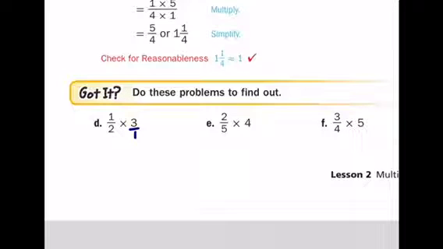All right, let's see how you did. You only did D, right? So I have 3 over 1, and I'm going to write it here. So 1/2 times 3 over 1. And I'm going to look for some bow tie reducing.